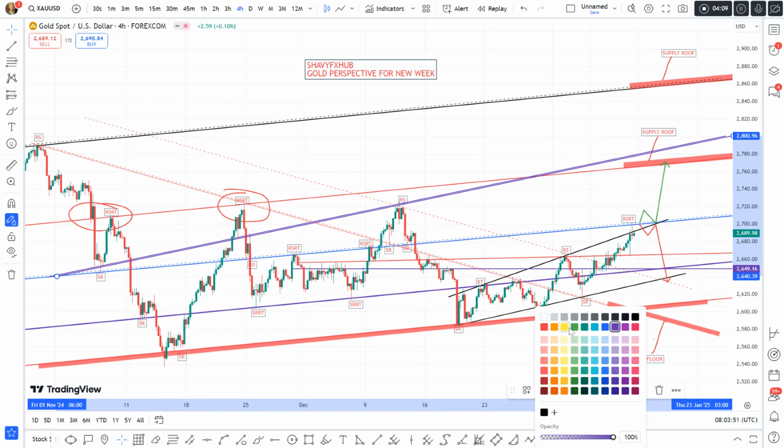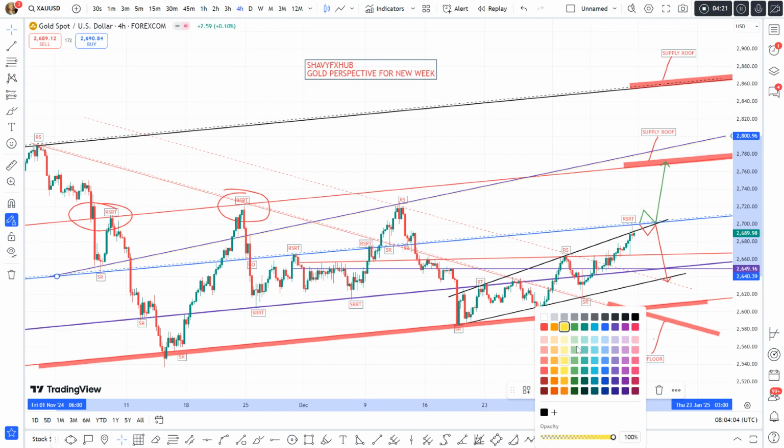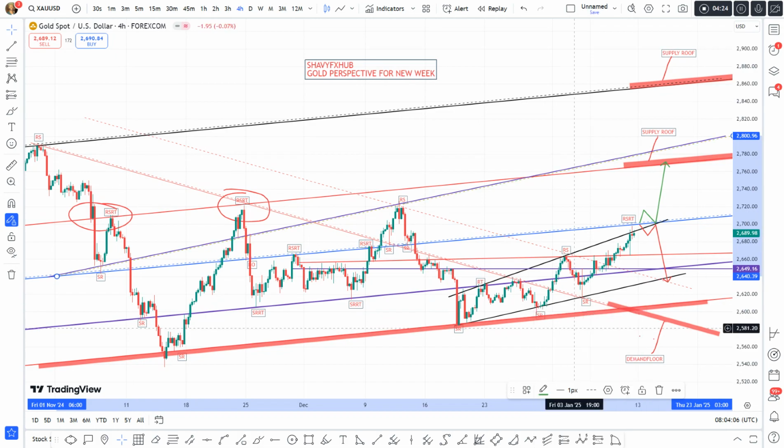So I'm going to change the color to yellow. So it makes a whole lot of sense to see that buying potential will pull into that zone where we look out for a potential bearish opportunity. And let's see how it goes. So yes, we've changed it to green. I think green is okay.